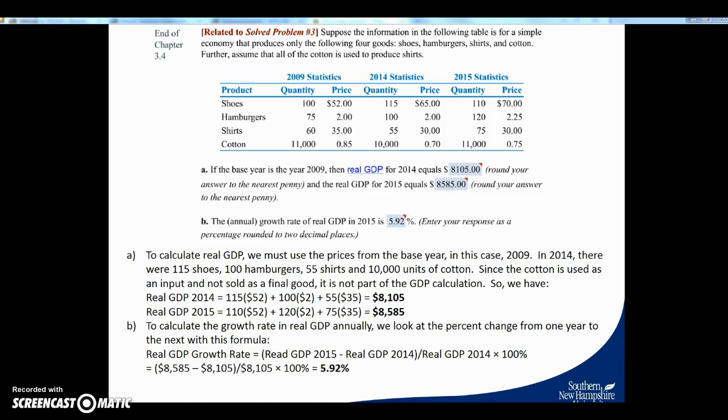So when you do that calculation and you multiply it by 100%, you get 5.92%, which is your annual growth rate, which, as you'll see when you do your research, would be a very strong growth rate, at least for the U.S. Obviously, this is a fake country, so the growth rate is not going to look like what we see in a developed economy like we have. And that's how you do a real GDP calculation and a real GDP growth rate calculation.